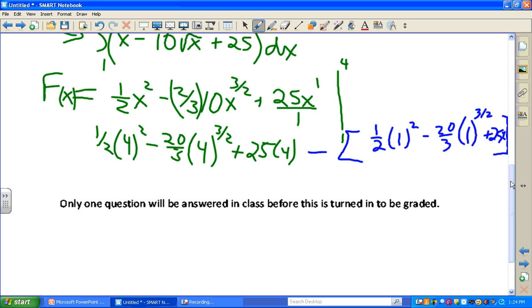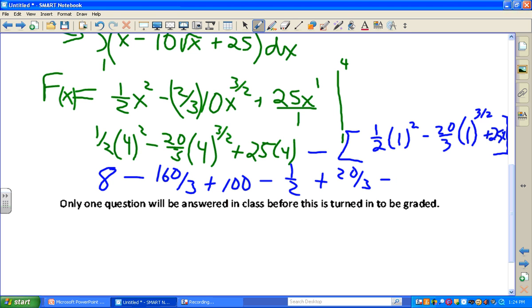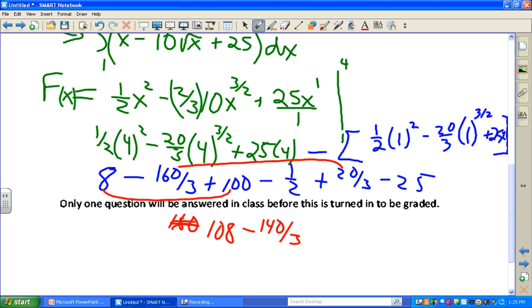When you're done, this is 16, this is 8, 2, 8, 160/3 plus 100 minus 1/2 plus 20/3 minus 25. That's what happens when you work out all the arithmetic. Now you just combine it all and get your answer and hope it's one of your choices. If not, probably made a mistake in your arithmetic. 8 and 100 is 108. Negative 160 plus 20 is minus 140 thirds. That takes care of those two. Negative 1/2, negative 25, negative 25 and 1/2.